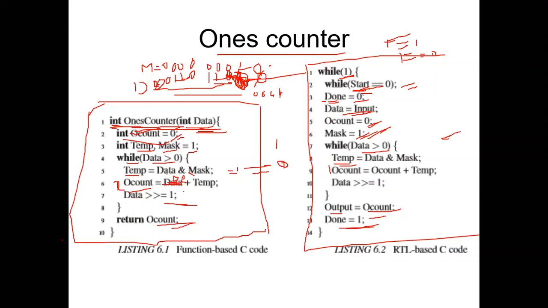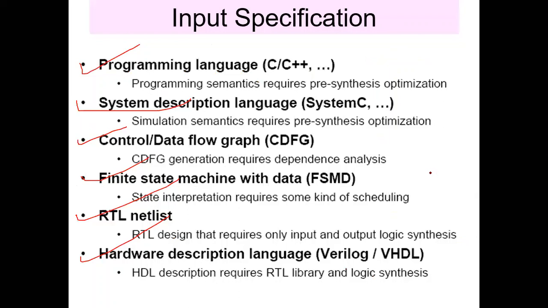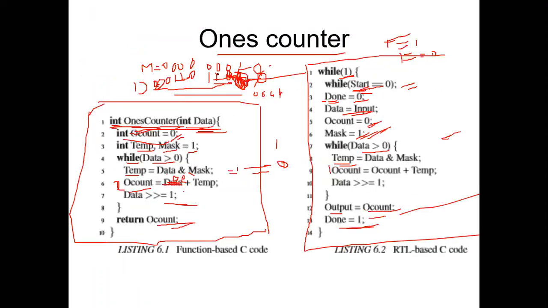This is also a C code, but it is more similar to an RTL based code. Here we have a control signal, and depending upon the control signal, we enter the loop. Once you finish that, you give an indication that the data conversion is over. So this is an RTL based C code, the same ones counter. Here we are specifying the input specification using a programming language. Normal programming language is used for software, which we have discussed, and for the corresponding hardware design, if you specify the C code, there will be a slight modification, that is RTL based C code. That's what we discussed. Clear?